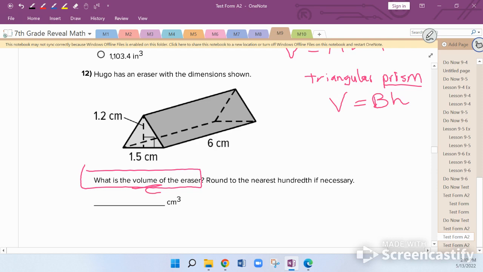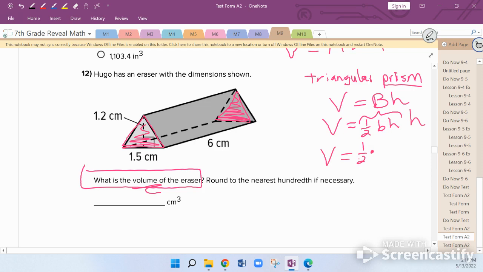Write it down. Now, I'm going to modify this a little bit because I know that big B is the area of the base. And in this case, the base is a triangle because it has the two parallel congruent faces that are triangles. So I'm going to replace the big B with 1/2 base times height. Now I'm going to substitute in the numbers I need.